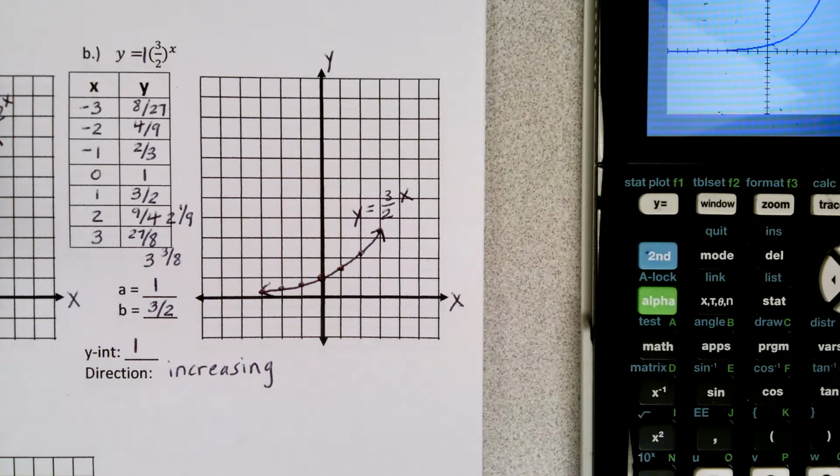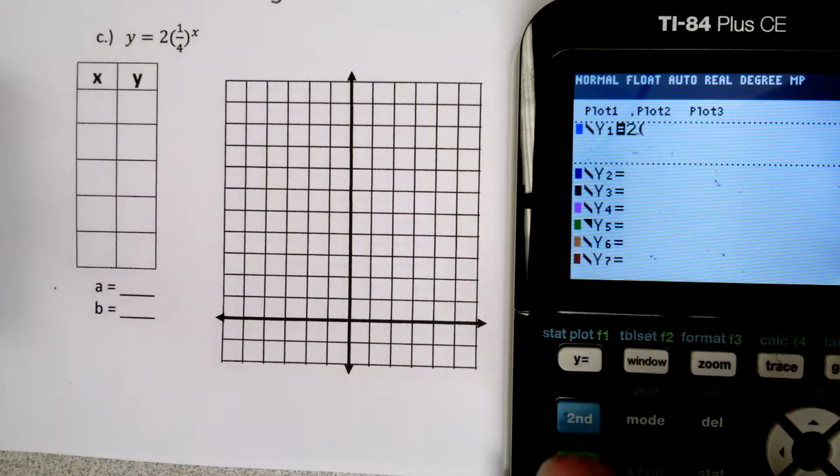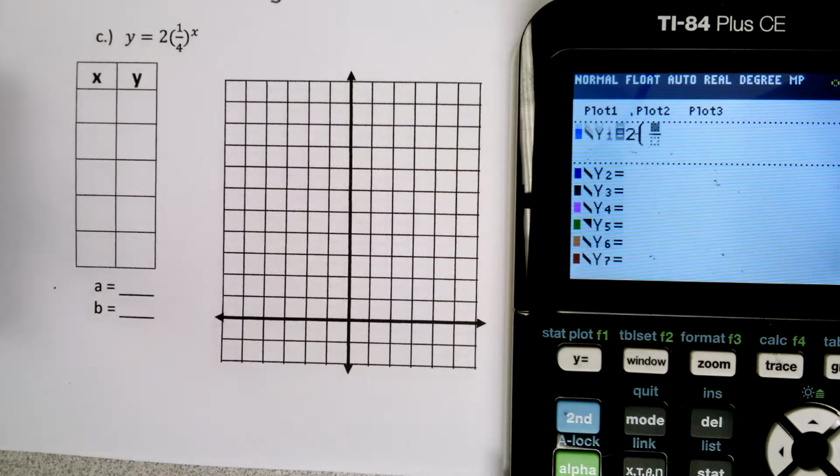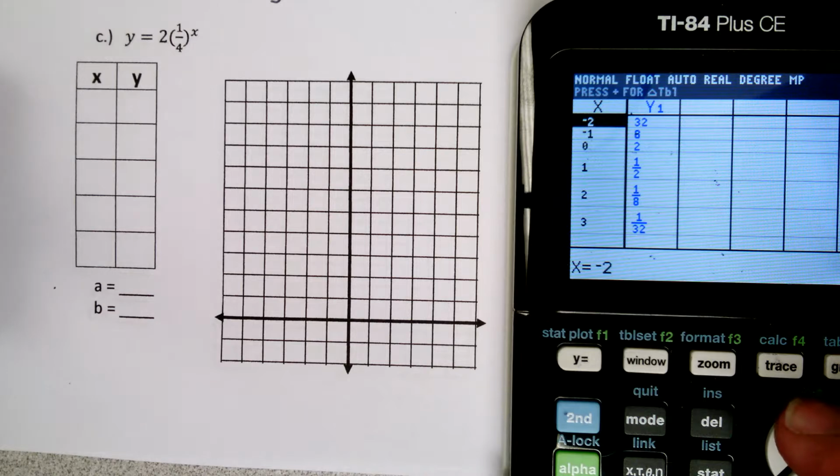Okay, let's look at our last example. Our last example is y equals 2 to the 1/4 x. So let's type that in the calculator. Go to y equals, clear what you have. 2, parentheses, alpha y equals 1/4. Okay, close your parentheses, caret to the x power. Second table to see our table of values.